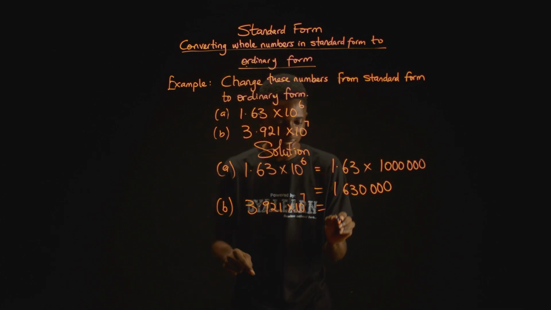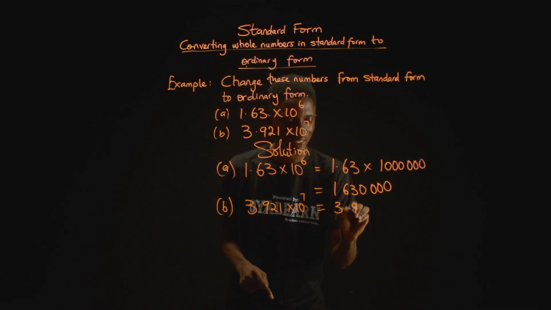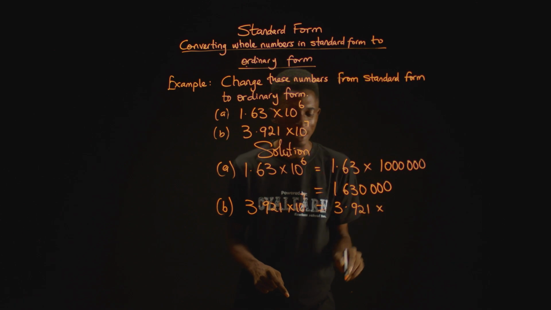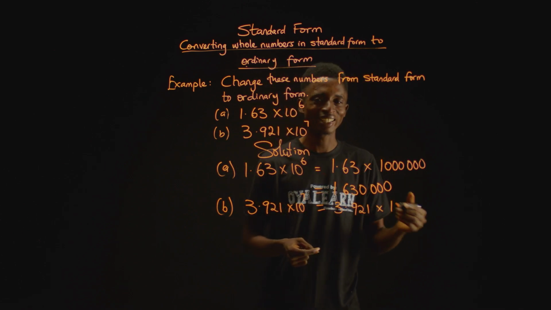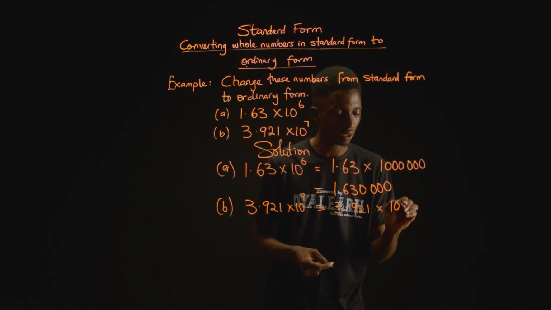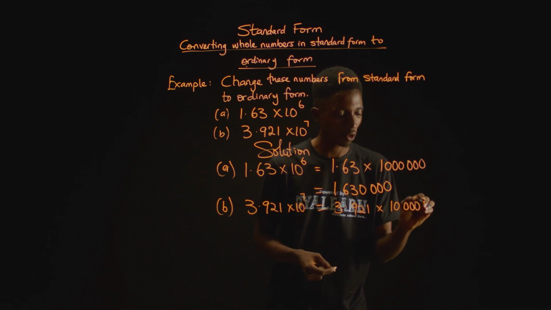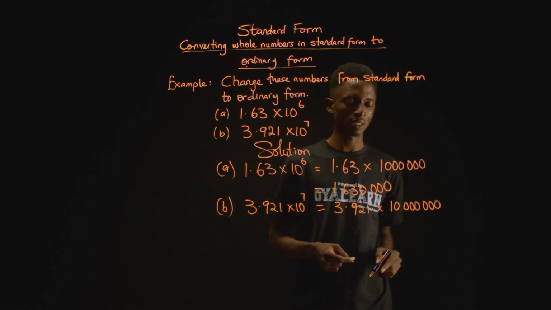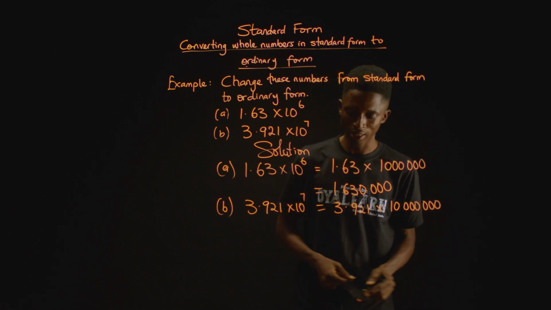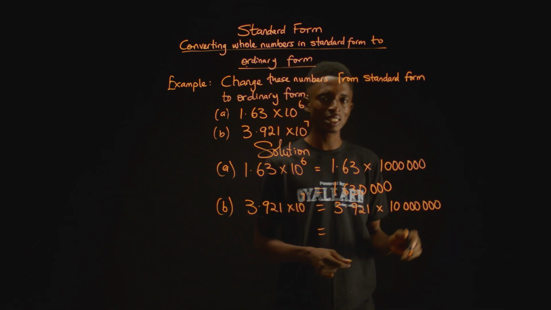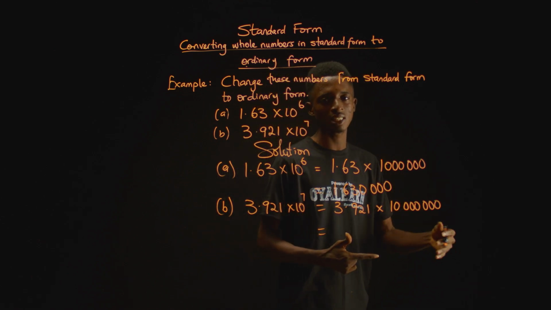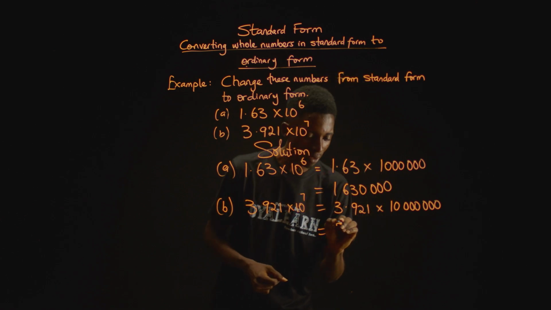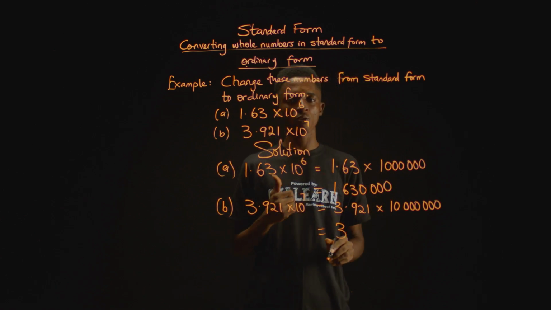This can be expressed as 3.921 multiplied by, now 10 raised to the power of 7 means you have 1 and then 7 zeros. So 1, 2, 3, 4, 5, 6, 7. That is 10 million. Now when we multiply this, it means after the number 3, we are to have 7 digits that follow 3. So after 3, we have 7 digits to fill.